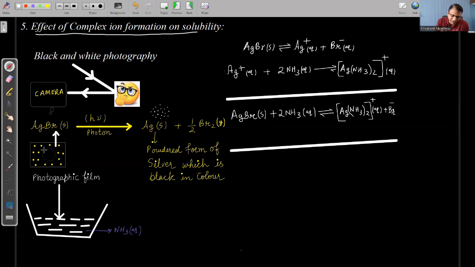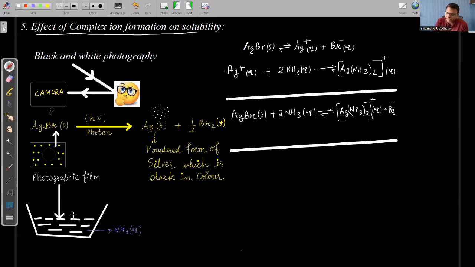So before bringing this film into light, we have to remove this silver bromide, and silver bromide is sparingly soluble. So in order to dissolve silver bromide, we are using ammonia solution, because in normal water the solubility of silver bromide is less. So the concept here is the effect of complex formation. This AgBr is going to form a complex with ammonia.